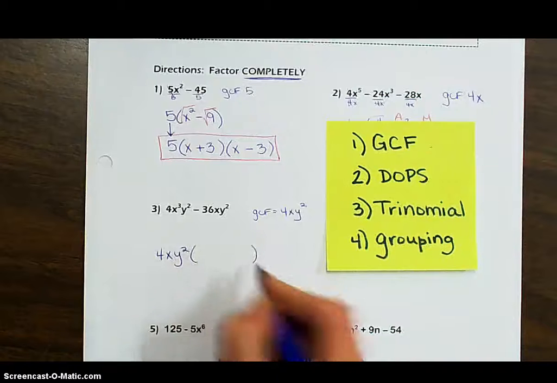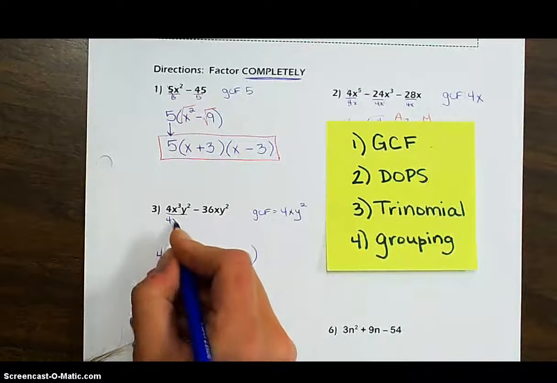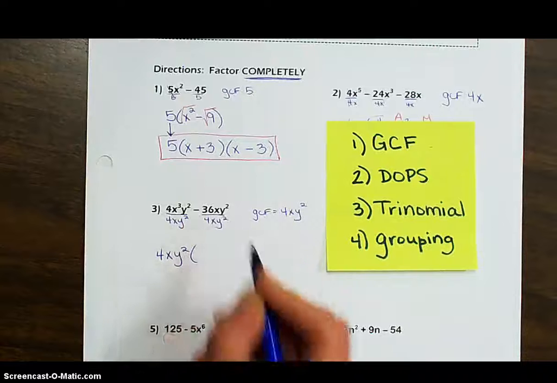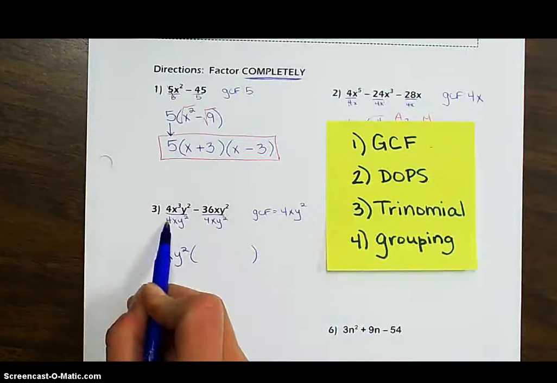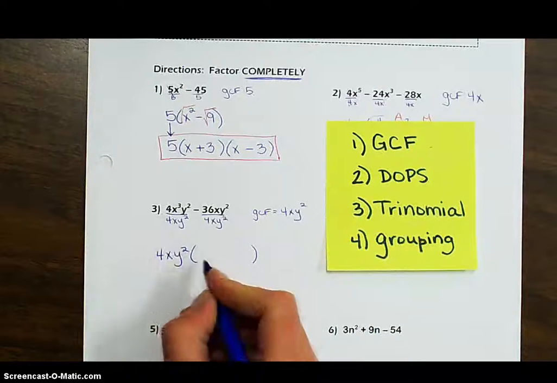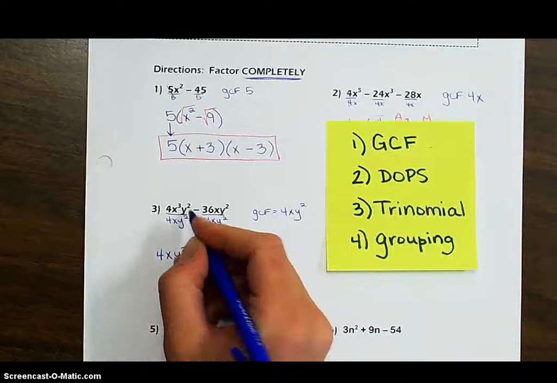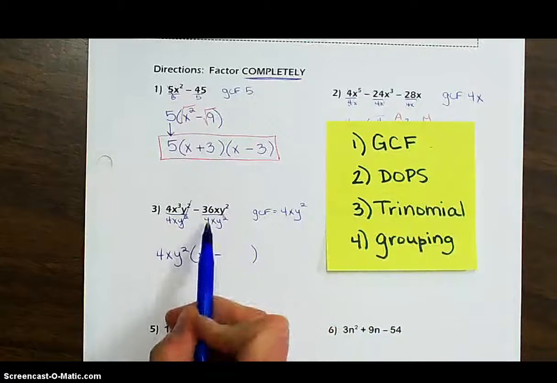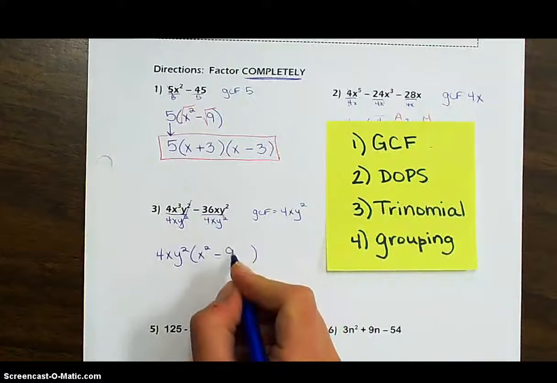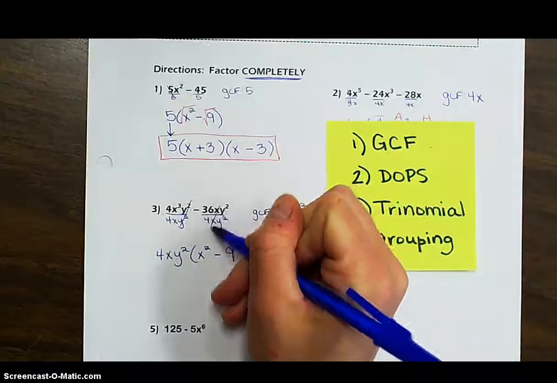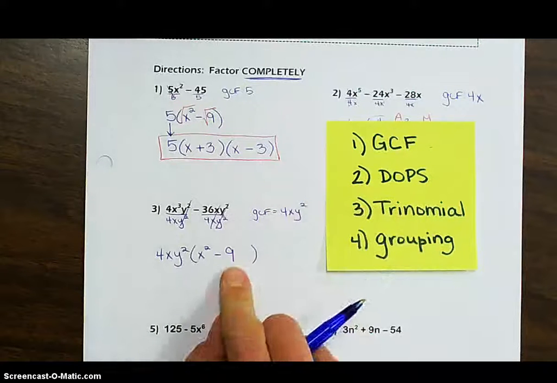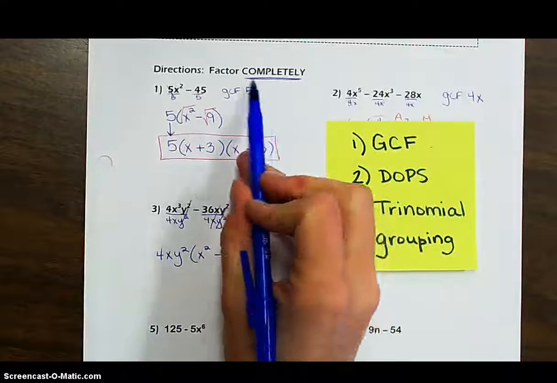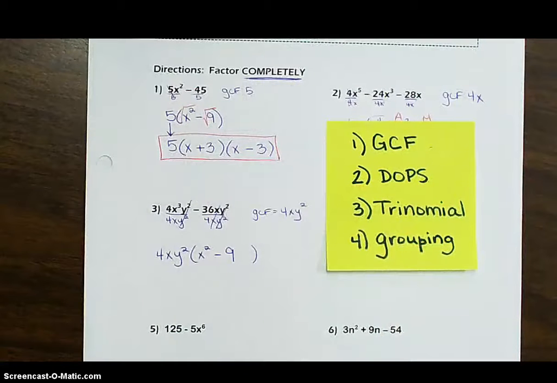And then we get one set of parentheses, and we're going to divide by 4xy squared and put it on the outside. So here, 4 divided by 4 is 1. X to the third divided by x is going to give us an x squared, and the y squareds are going to cancel. Minus 36 divided by 4 is 9. Here the x's cancel, the y squareds cancel, so we get just 9. Okay, now remember, we're factoring completely, so now we have to factor one more time.